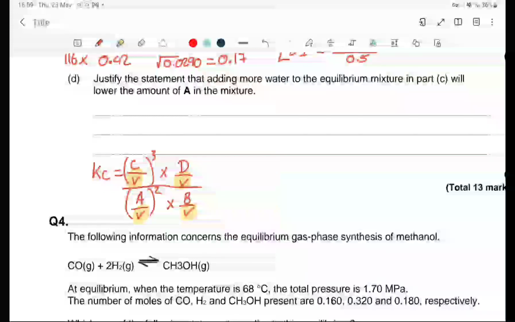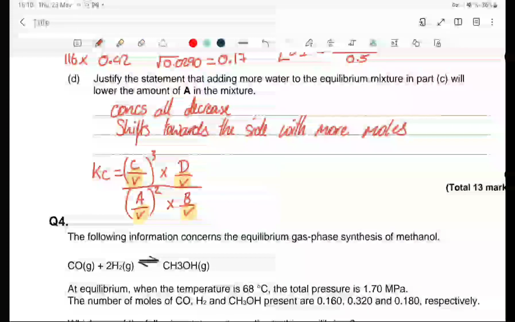So how do we answer this in terms of the answers? Well, the first thing to note is that the concentrations all fall. So all of the concentrations fall. The equilibrium then needs to shift, and it shifts in the side with more moles, or shifts towards the sides with more moles, in order to oppose the decrease in concentration, or in order to keep Kc constant.